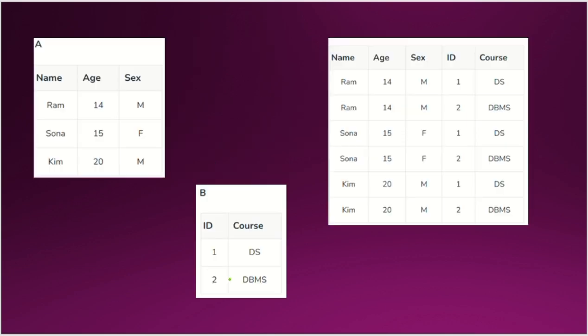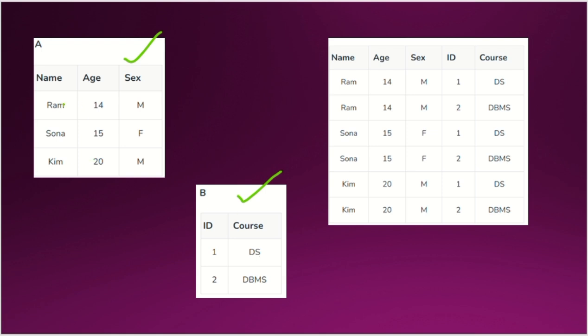Just go for the example. By seeing the example, you will get the clarity here. See here, A is having three attributes. One is name, age, and sex. Sex means it is like gender. So in the second table, if you consider this is the A table, and the B table, that is the B relation, whatever we are having, ID and the course. That means course name we are having, ID we are having.